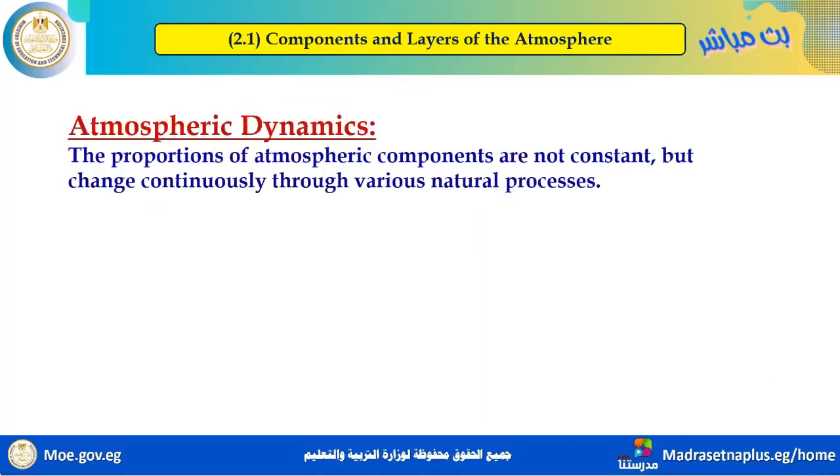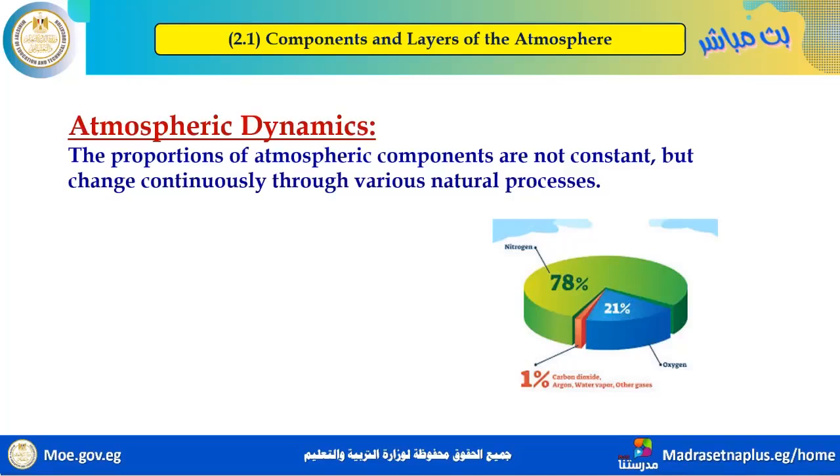Atmospheric dynamics. Dynamics means movement. The proportions of atmospheric components are not constant. This means the percentages change a little bit, continuously, through various natural processes. If we look at this picture, we will find nitrogen gas has the greatest percent, which equals 78%. Oxygen is 21%, and carbon dioxide, argon, water vapor, and other gases make up 1%.